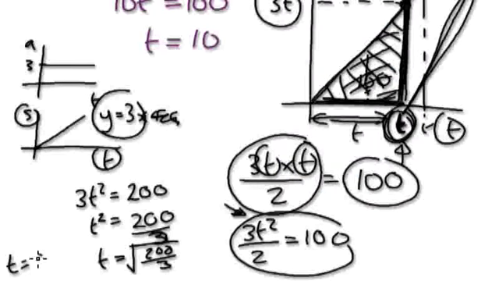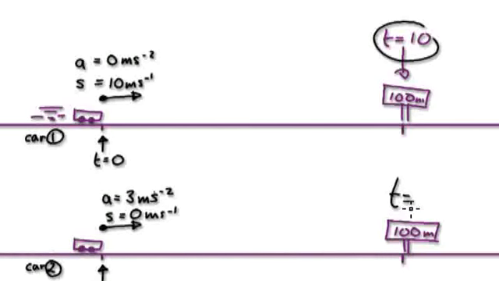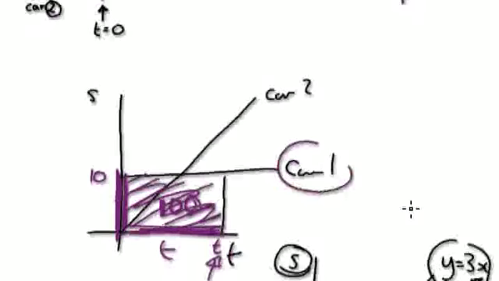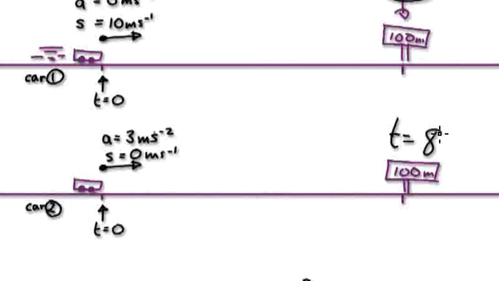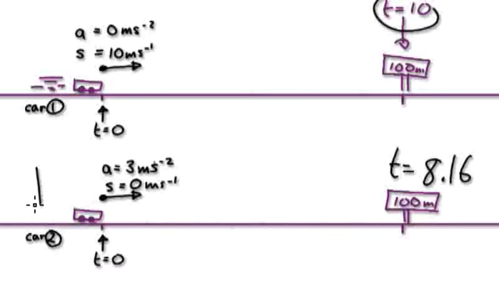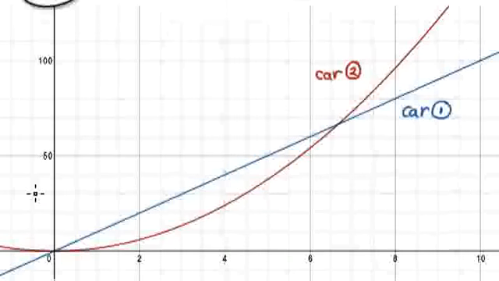So t equals 8.16. What that means is that car 1 will cover the distance of 100 meters in 10 seconds. Car 2 will cover the distance of 100 meters in 8.16 seconds. So really, car 2 wins. Okay, now let me show you this graph here.